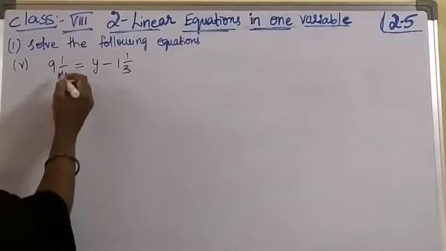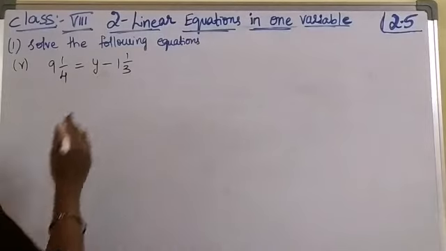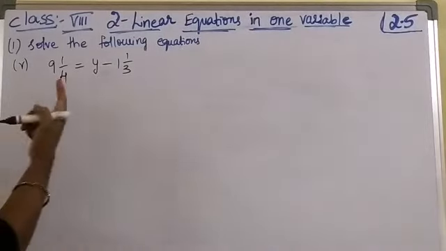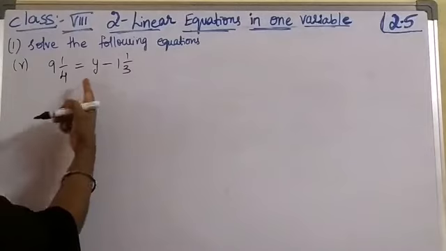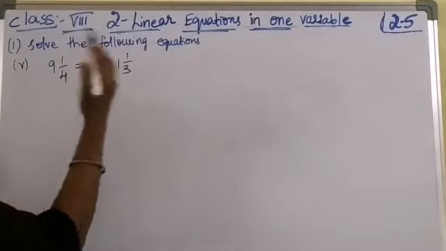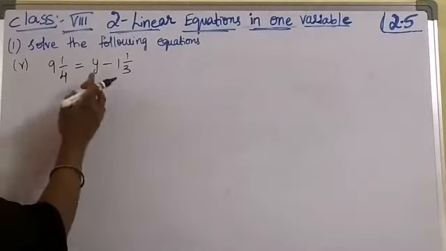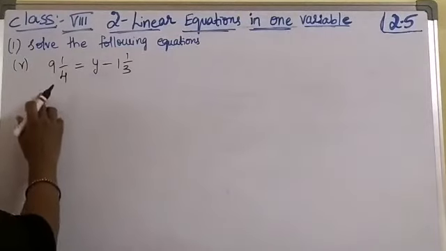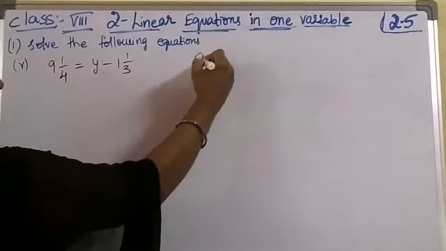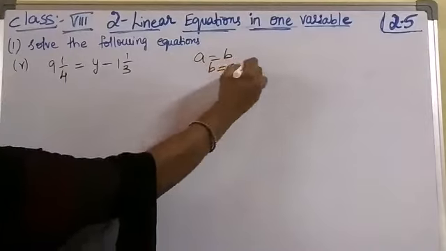Coming to the fifth one, 9 1 by 4 equal to y minus 1 3 by 5. Here what is the variable, children? y is the variable, and if you see the question, the y is on the right side. Okay, no problem. You can take it to the left side by taking minus y, or you can write a equal to b as b equal to a, right?